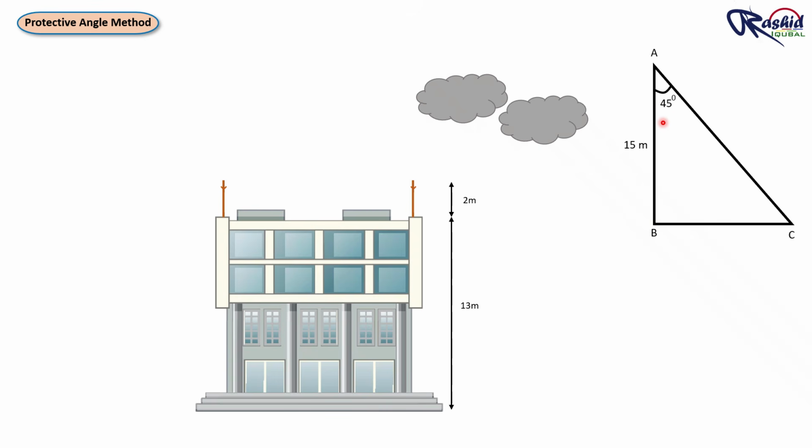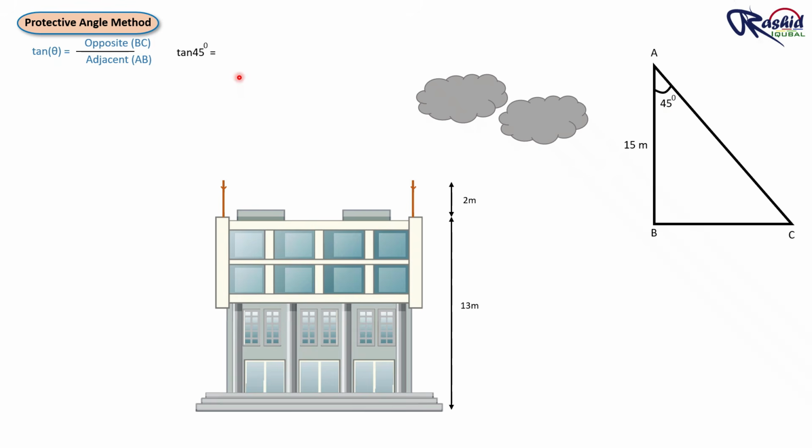Using trigonometry formula, tan theta equal to opposite divided by adjacent. Here the opposite side is BC and the adjacent side is 15 meter. This is the adjacent side, that is 15 meter. Now the angle theta is given as 45 degree. This is what we get from catalog.